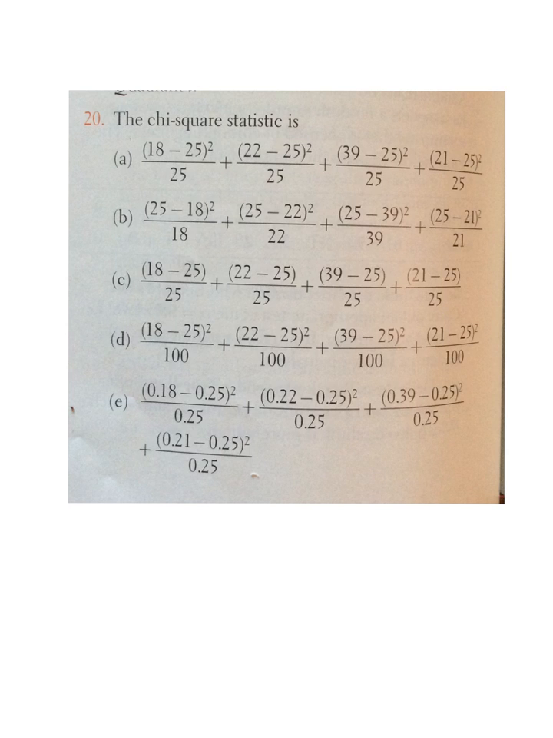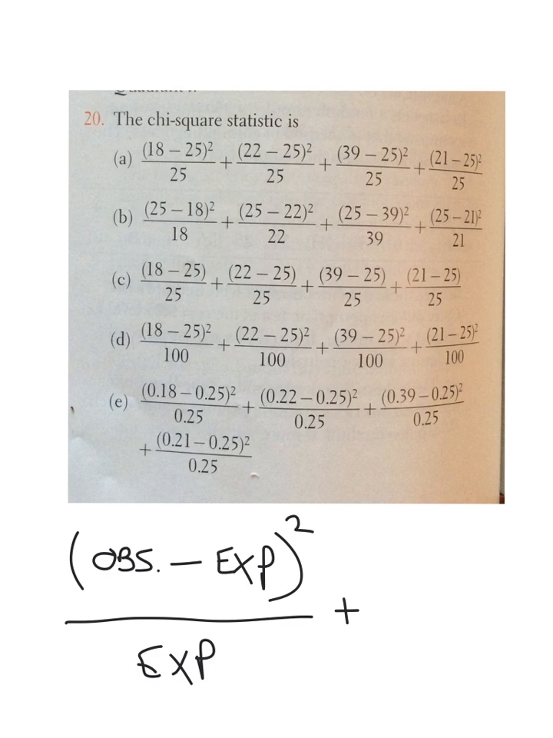Number 20. Now, do you remember the formula? It is the observed minus the expected squared divided by the expected. Let me write that down. So what you do for each number is the observed number minus the expected number, squared, divided by the expected, and add them all together. So it looks like, I think it's letter A. The observed minus the expected, because the expected is 25, divided by the expected.